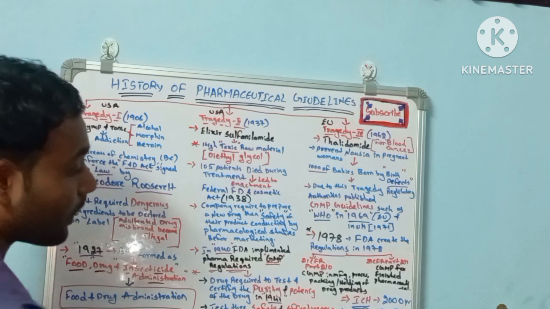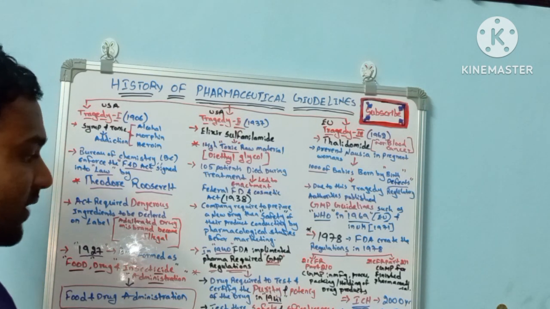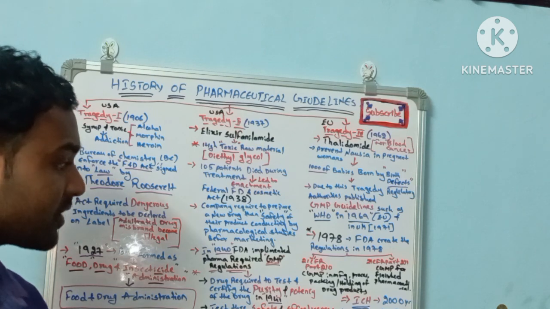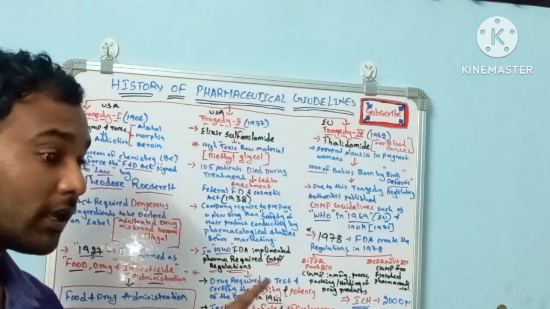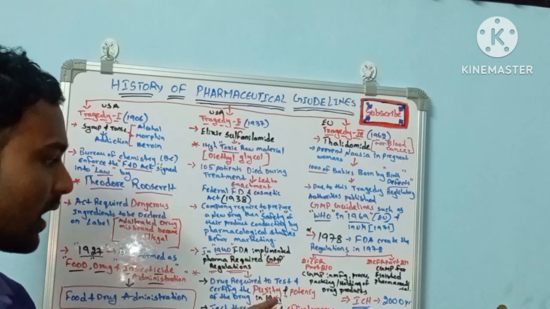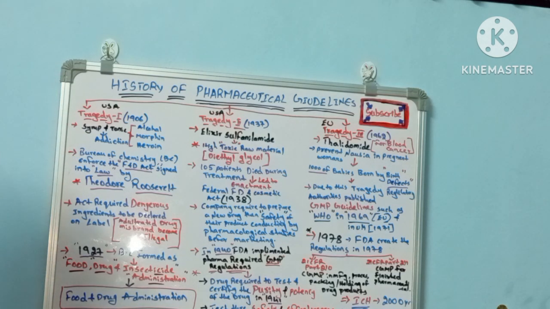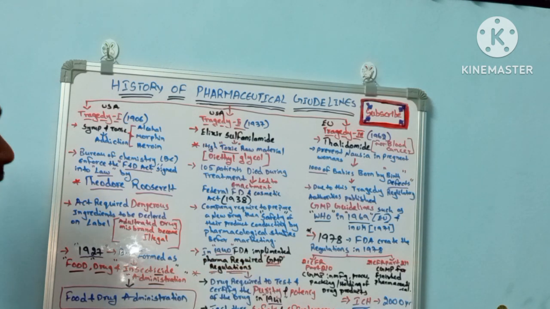Here, see, the drug should have purity and potency as well. It should be safe for the patient and effective. After administration, it should work immediately or within the prescribed time. That's it. This act was implemented in 1945 by the Food and Drug Administration in the GMP regulations.